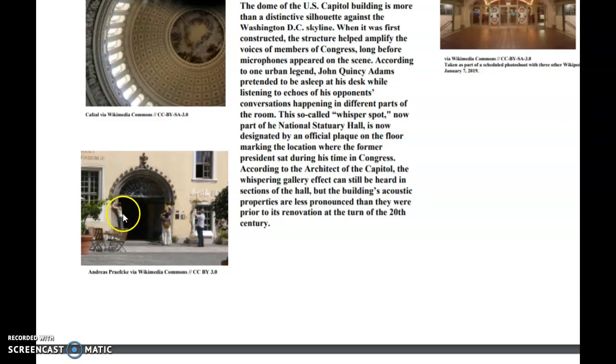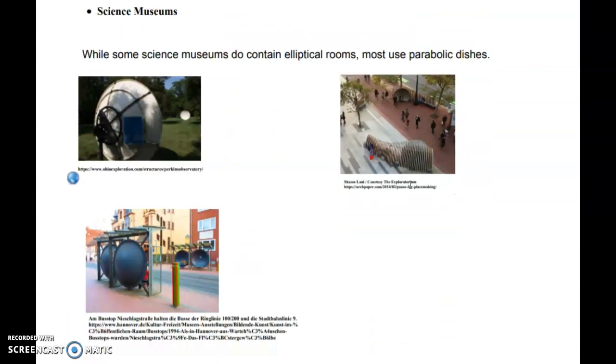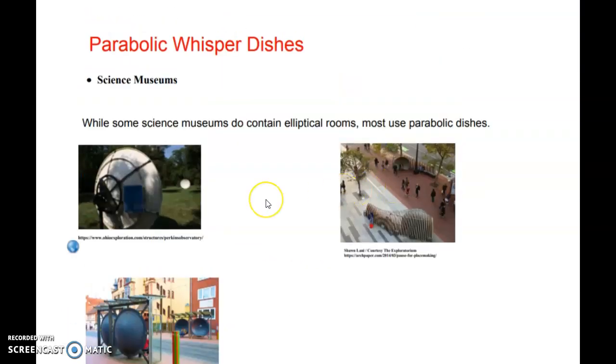And notice, see these people here? They're actually near the focal point. So she whispers in here and he can hear her, or the other way around. He whispers and she can hear him because it reflects from one focal point to the other focal point effectively. Here are actually parabolic whisper dishes. So these are not elliptical, but parabolas do the same thing. This parabola has just one focal point, and the other parabola you see back there also has a focal point. And so the two can go back and forth. You whisper in one, you hear in the other one.